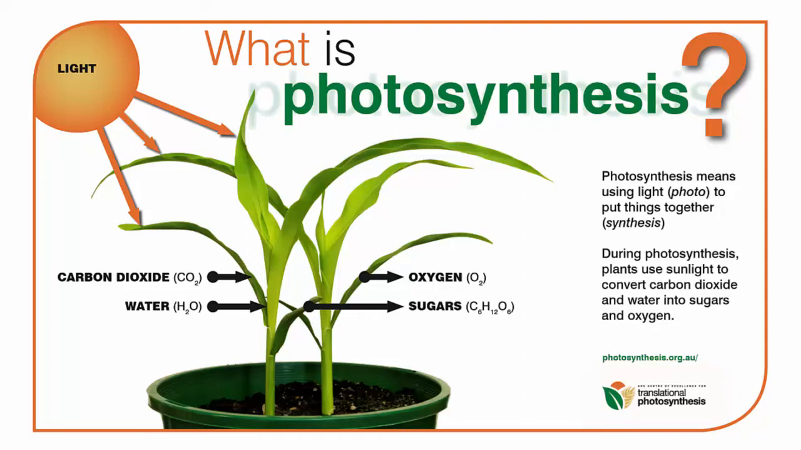Photosynthesis keeps the plants and animals on Earth alive because it is the process by which plants take water, carbon dioxide and light and make sugar and oxygen. The sugar and oxygen from plants gives us food to eat and air to breathe.